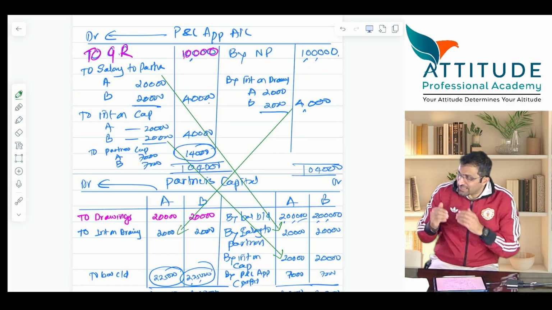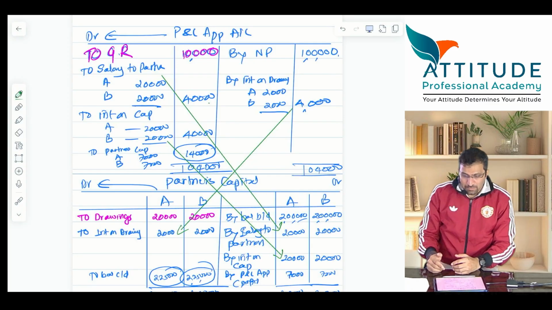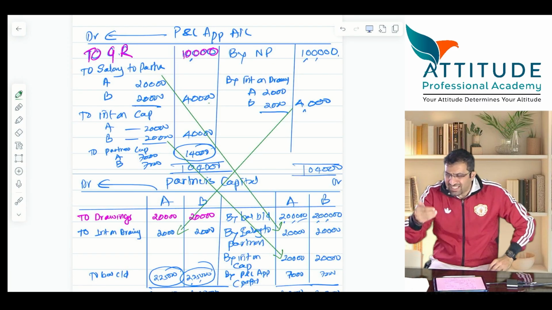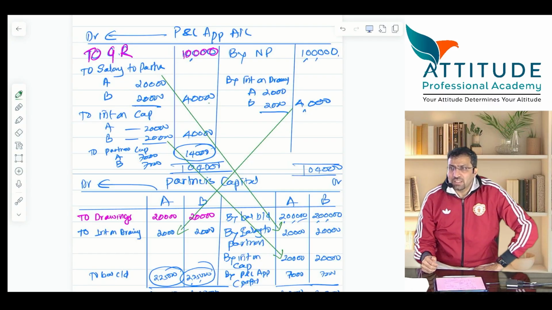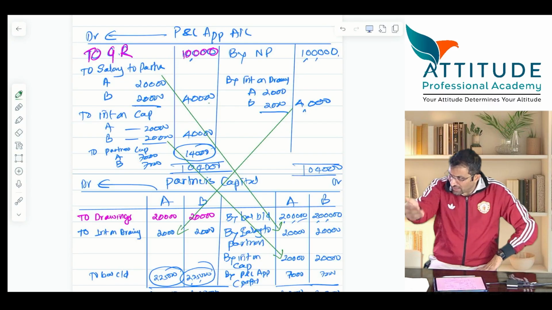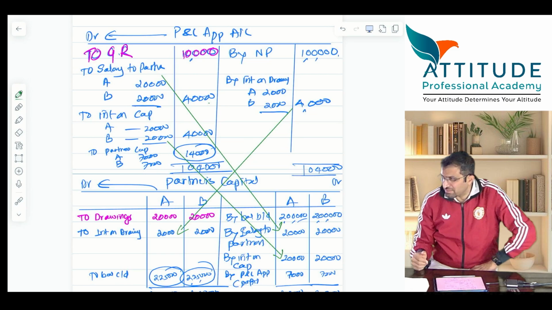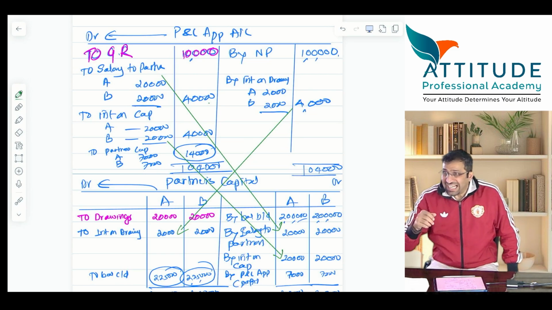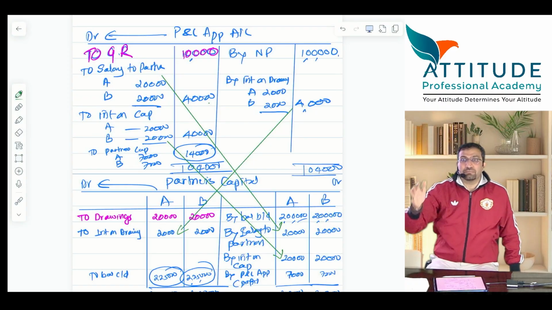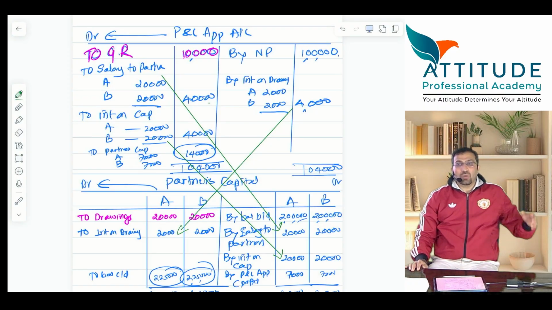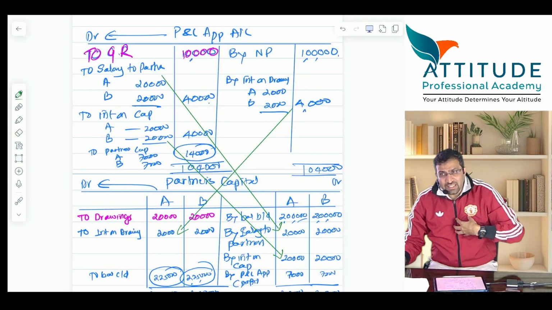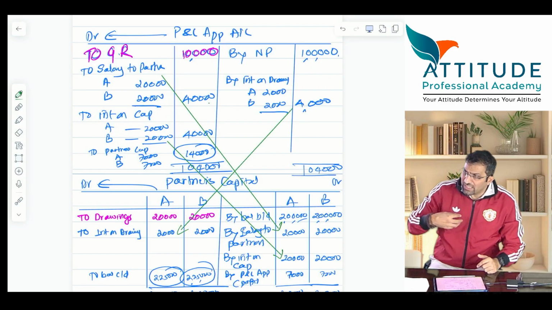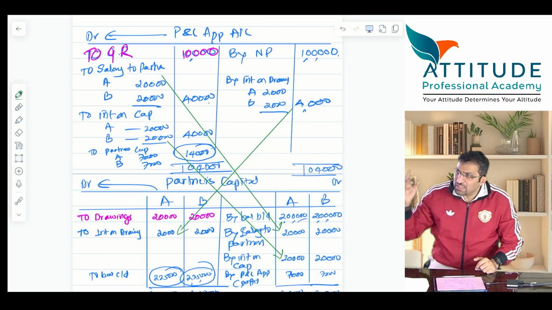The partnership firm requires some additional funds, but you have put in 2 lakhs. I have also put in 2 lakhs in the firm, but still there is a shortage of funds. So B is telling A, why don't you pump in more money? I say, I'll pump in, but not as capital. I'll give it as a loan to the partnership firm. Now tell me, can a partner give a loan to the partnership firm? The answer is yes.